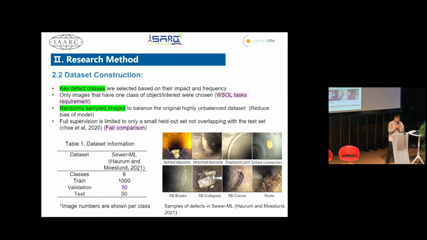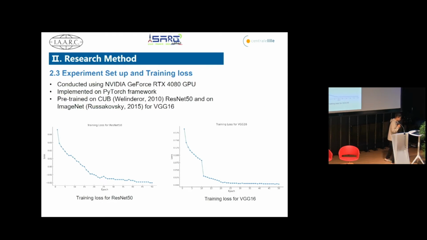The dataset utilized in this research is SewerML, which is the first publicly available dataset for sewer defect classification. It only contains image-level annotations. To meet the WSOL test requirement, only images that have one class of object were chosen. We evaluate our approach using both ResNet-50 and VGG-16 backbones. The models were pre-trained for better initialization.